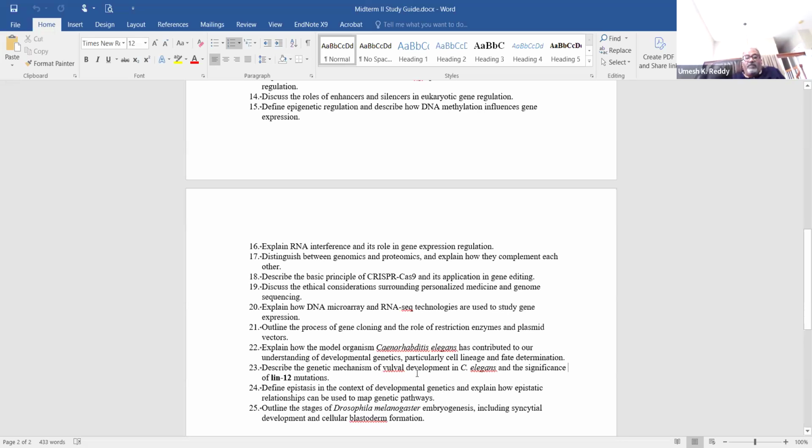into a vulval cell. So here we discuss anchor cells and vulval cells. And in vulval development, we clearly say LIN12 and let-23, LIN3 and let-23, etc. So define epistasis, and how epistatic relations can be used to map genetic pathways. We discussed 6 or 7 different mutations that are identified, out of which how to identify which is epistatic, which is hypostatic.